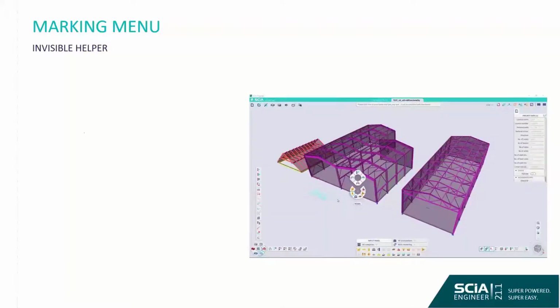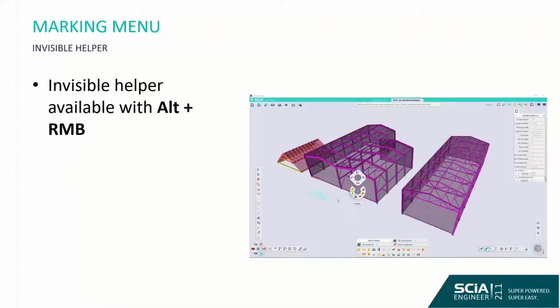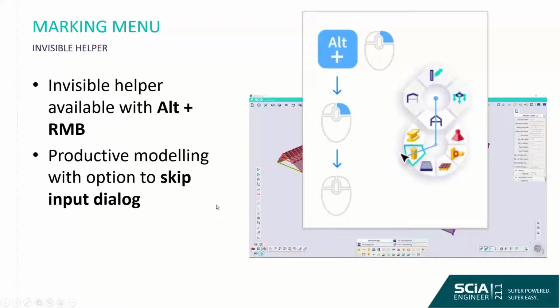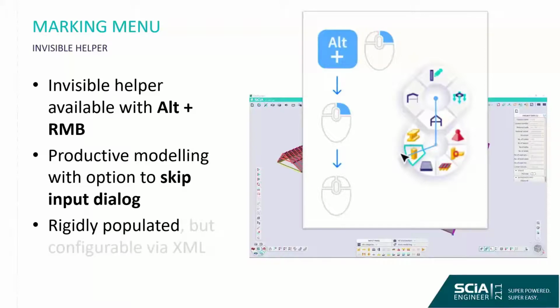One of them in version 21.1 is what we call the marking menu, and it is really like an invisible helper that you didn't see me actually showing yet, but it allows very rapid modeling, and I am interested what you think about it, so let me know afterwards. If you are holding your Alt key and right mouse button, you are able to launch a menu that's visible only as long as the right mouse button is held. This actually allows quite productive modeling with an option that I will show you also in a minute, and that's skipping the input dialogues.